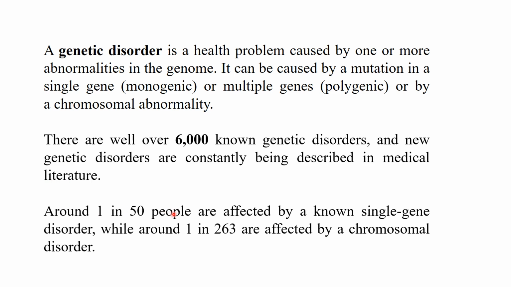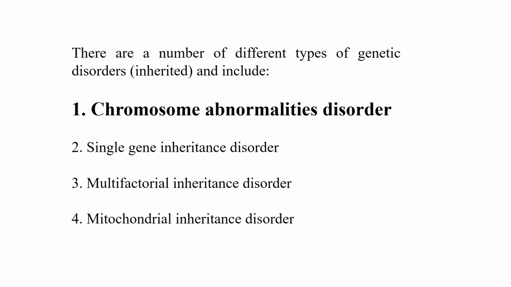Around 1 in 50 people are affected by a single gene disorder, while around 1 in 263 are affected by a chromosomal disorder. We can classify the genetic disorders into different categories. Chromosomal abnormality disorders are the disorders that are due to the chromosomal aberrations. Single gene inheritance disorders are due to a mutation in a single gene. Multifactorial inheritance disorders are due to multiple genes, or polygenic inheritance disorders. And mitochondrial inheritance disorders are due to a gene mutation in the mitochondria.